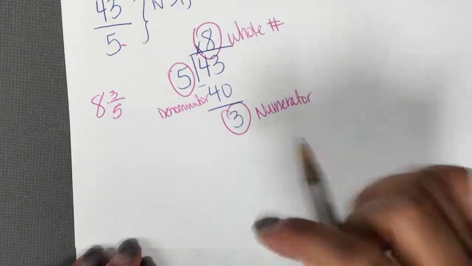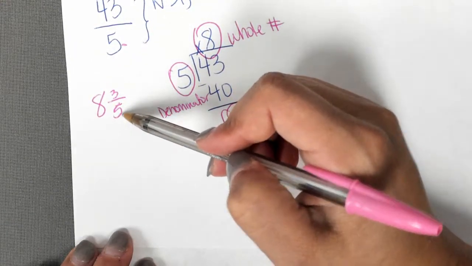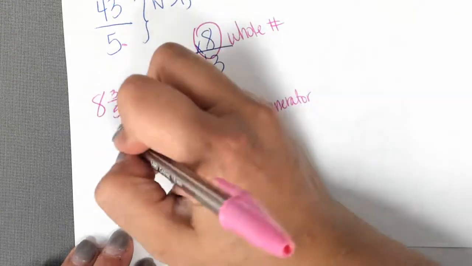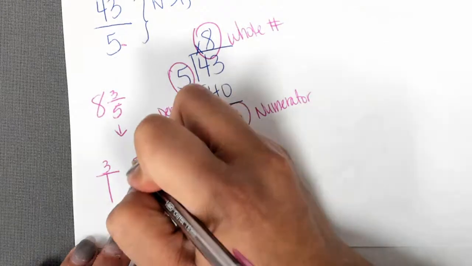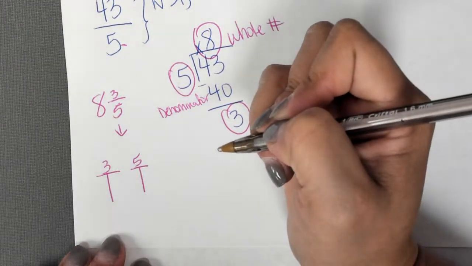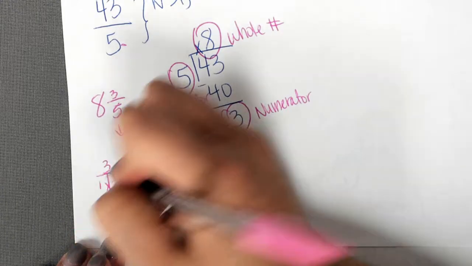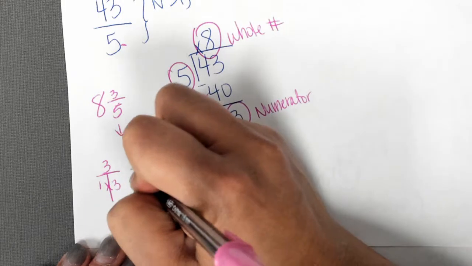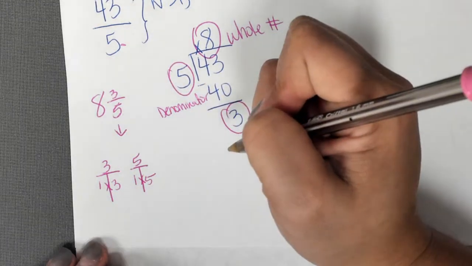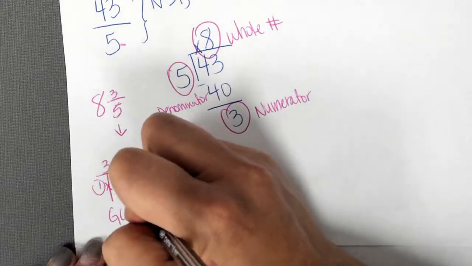My final step is to make sure that 3/5 is the lowest that it can be. So I'm just looking at 3/5. So I have to look at my greatest common factor. My factors of 3 are only 1 and 3 because it's a prime number. My factors of 5 are only 1 and 5 because it is also a prime number. So my greatest common factor is 1.